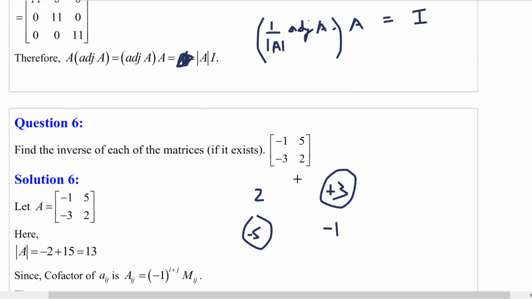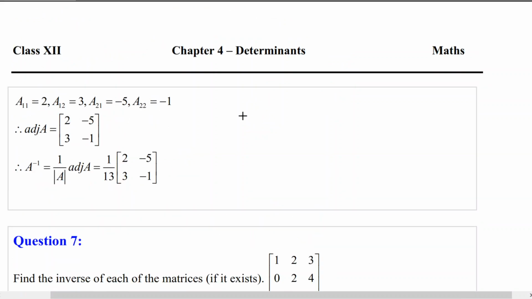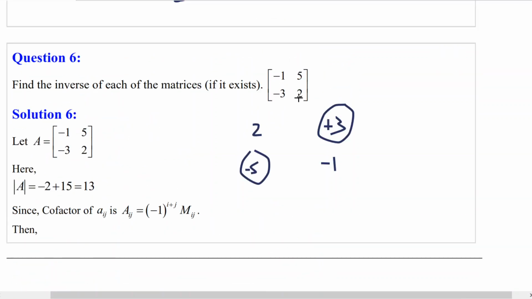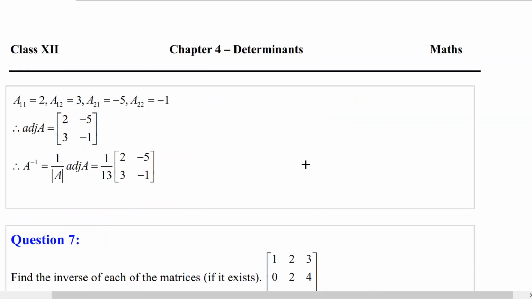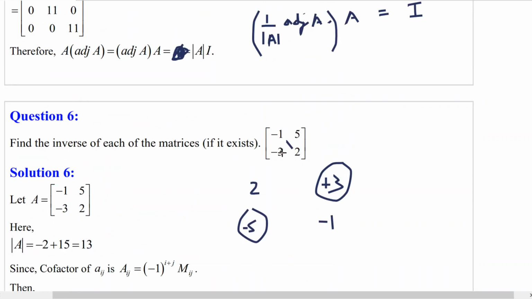And what is that shortcut? Simply, first of all, determinant you have to compute. Determinant is 13. So just write 1 by 13. 1 by determinant. Right. And then for these two elements, just change the position. That is, whatever is written here, take it to this point, and whatever is written here, take it here. So 2 will be written here in place of A11 and -1 will be written here in place of A22. Right? Change of position.